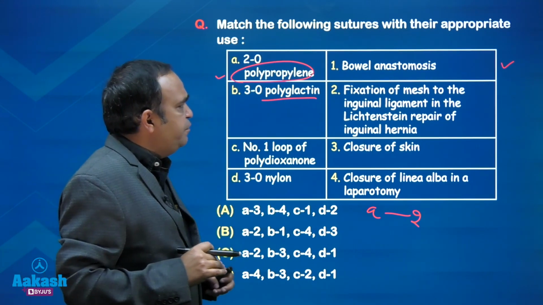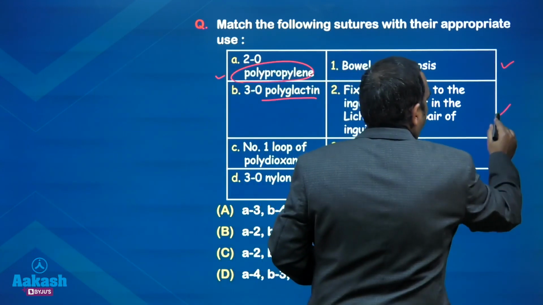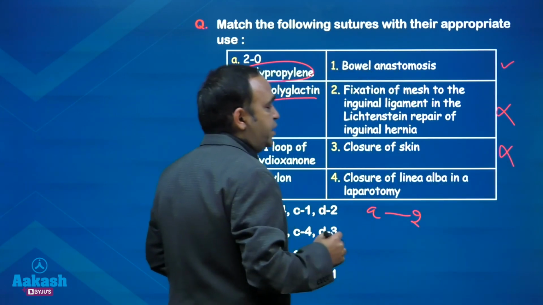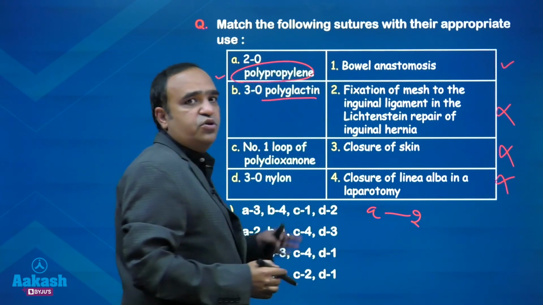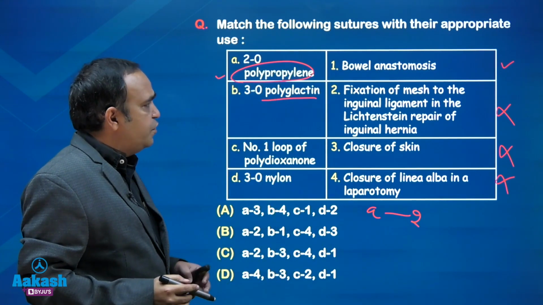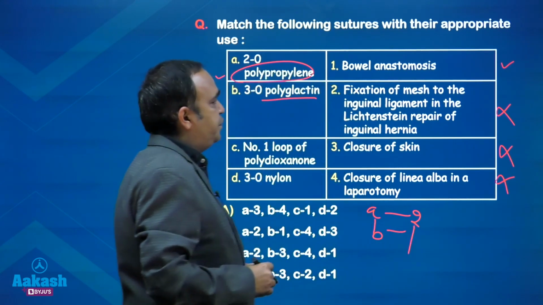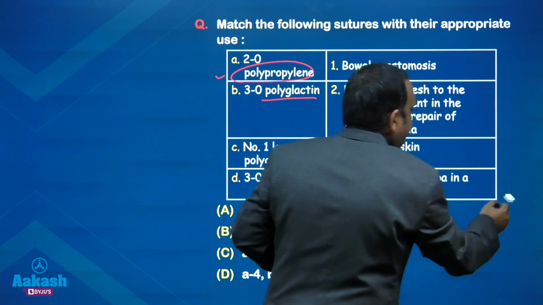Okay, fixation of mesh, always use non-absorbable. So no. Closure of skin, again we need non-absorbable. So no. Closure of linea alba, again non-absorbable. So no. So this choice is the easiest of all. So B is 1, right? So that's the best match for the polyglactin.